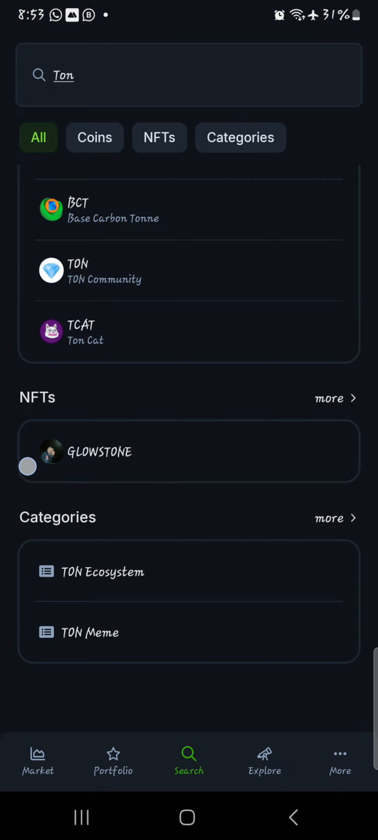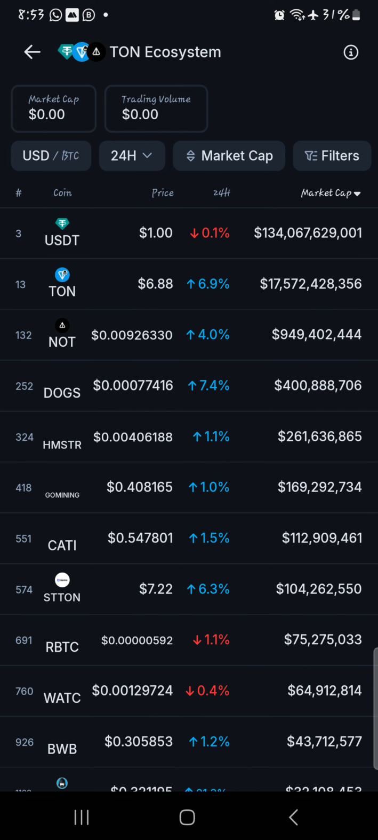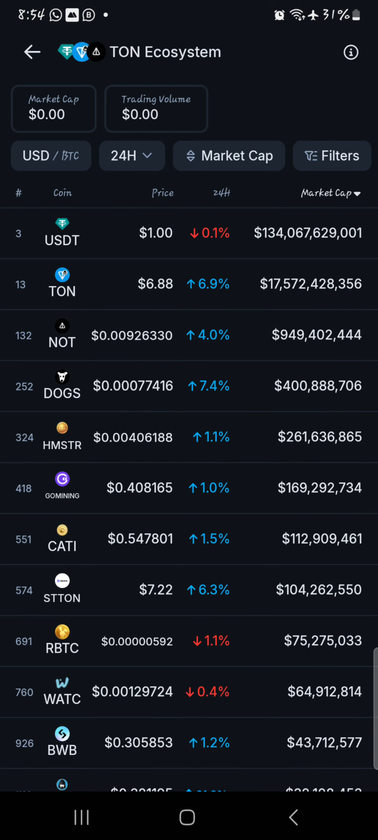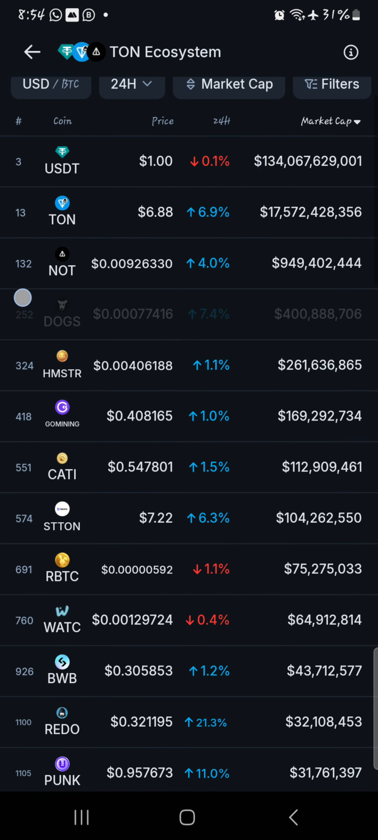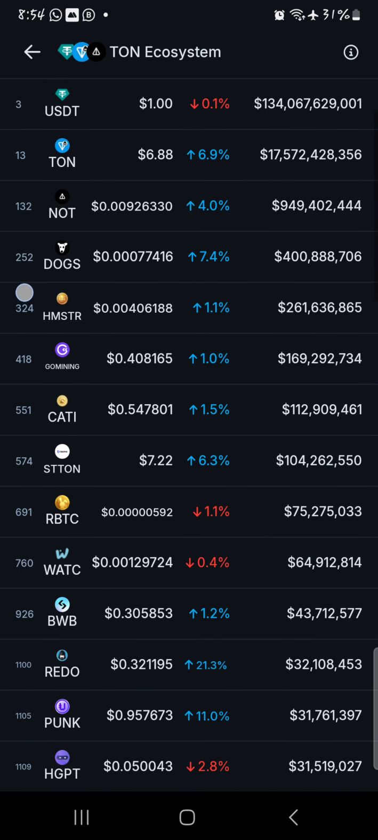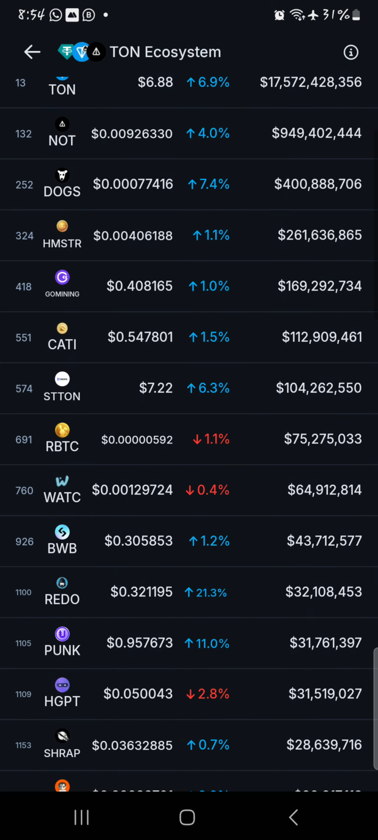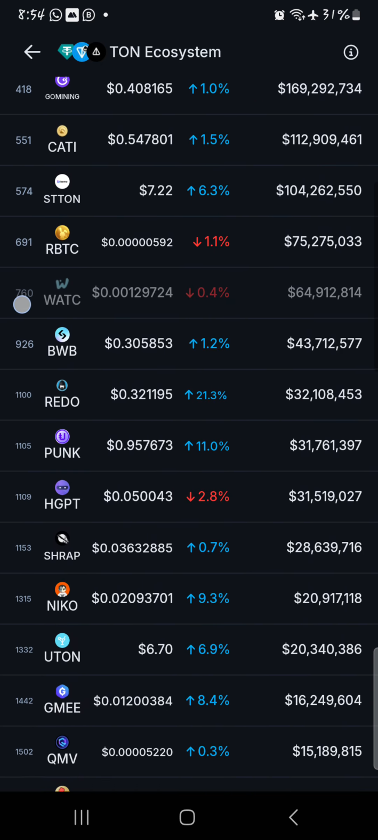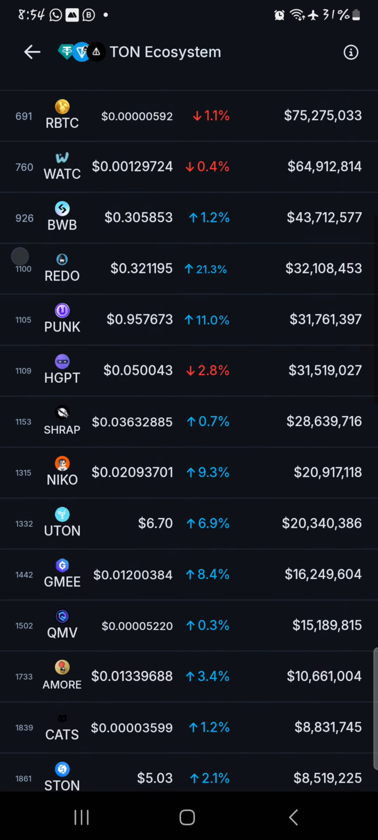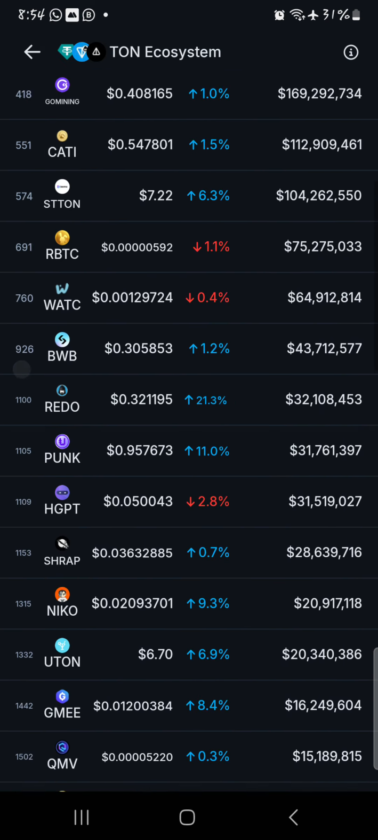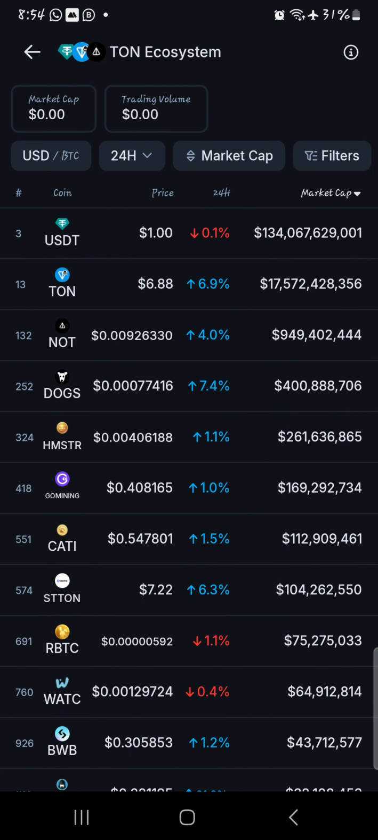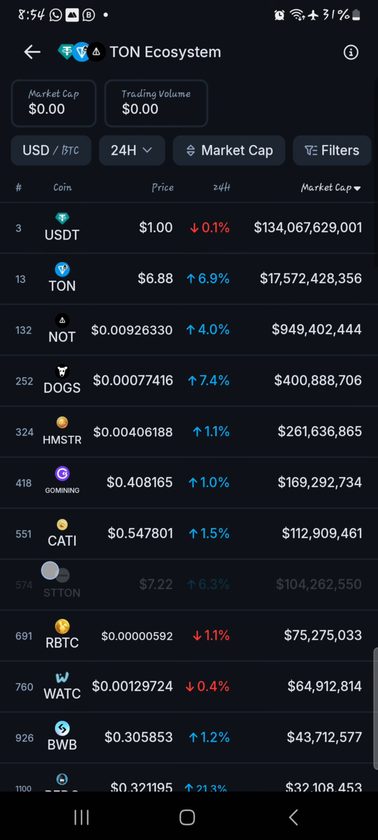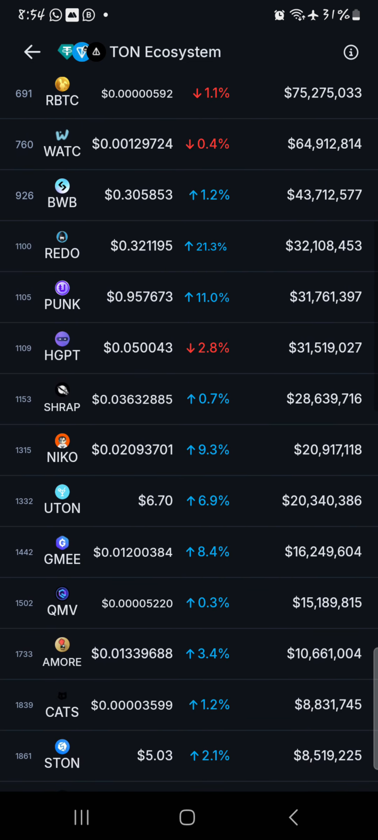So there's Ton ecosystem, there's Ton meme. Let's say Ton ecosystem, so that we see utilities as well. So that you see Ton, Notcoin, Dogs, Hamster Combat. Oh wow, what the hell is that? Catizen. So there are really interesting projects here. But let's say you wanted to invest in the DeFi protocols there, like tokens that are for their swaps, decentralized exchanges.